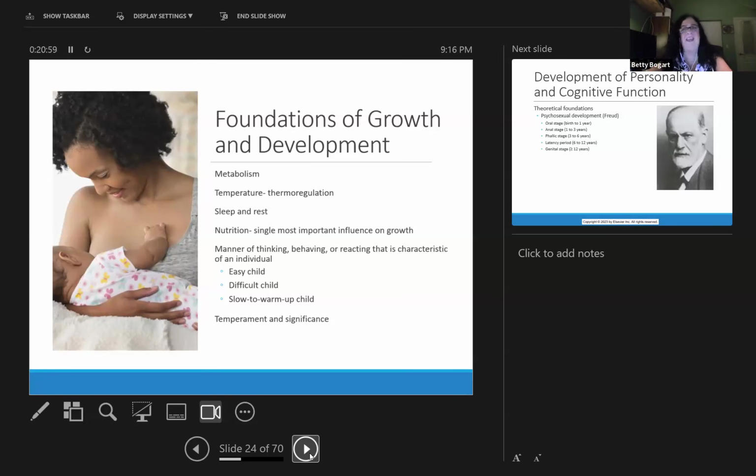Temperature. At birth, they cannot regulate their temperature. Why do you think we have warmers and hats and we wrap them up so much when they're first born? It's because they don't regulate themselves. As they get bigger, of course they do. We know sleep and rest, kids, infants, and they sleep a lot, hopefully. Hopefully they sleep through the night, right? And again, nutrition.